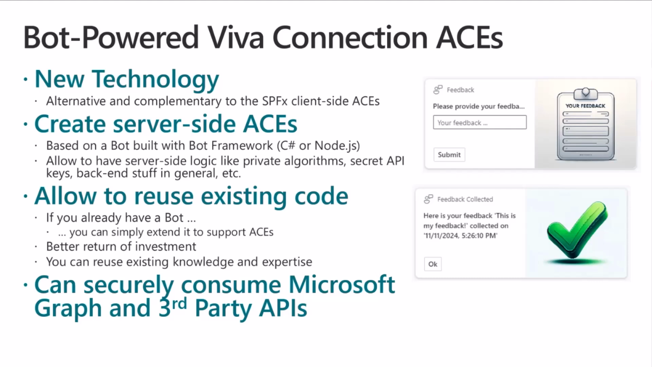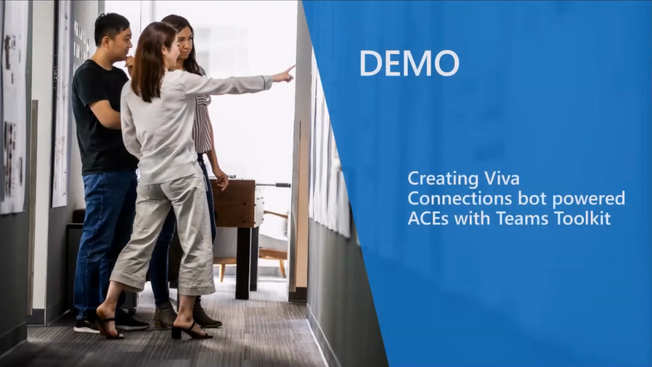And when it is a bot built with the Teams Toolkit, it can even be a bot that you have already created to extend Microsoft Teams and that you want to enrich to also provide capability inside the Viva Connection dashboard. When you create a bot-powered ACE, you can also consume Microsoft Graph or any other third-party API in a secure way using open authorization and Microsoft Entra ID. So it is a new and powerful technology that you can use to extend the Viva Connection dashboard. So let me move to the demo and let's have a look at how you can build such experiences right now using Teams Toolkit.